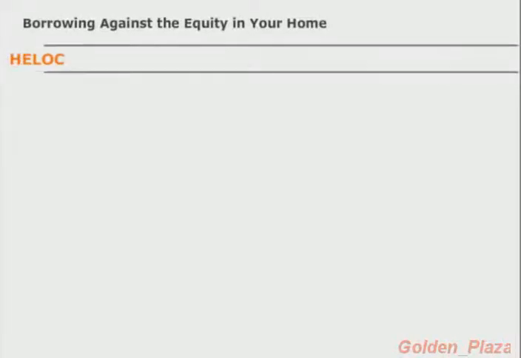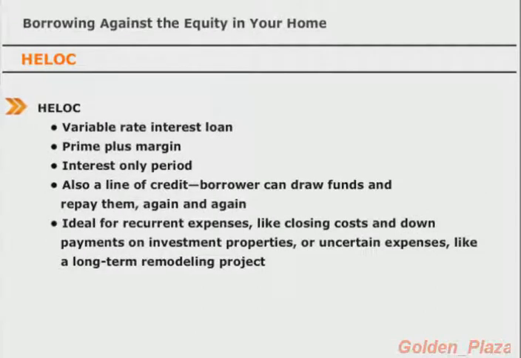Another way to use home equity is through the home equity line of credit, or HELOC. A HELOC is a variable rate interest loan, usually prime plus a margin, and there is often an interest-only period. It is a line of credit, and so long as you stay within your credit limit, the initial underwriting covers it. The borrower is granted a line of credit and can draw funds and repay them again and again. This is called revolving credit and is similar to most credit card accounts.